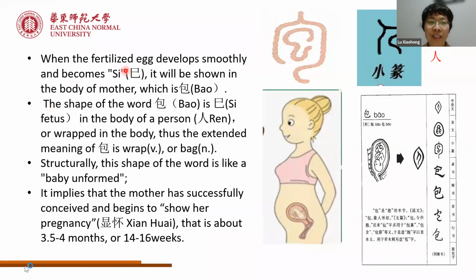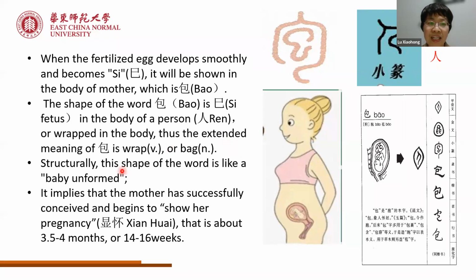So when the fertilized egg develops smoothly and becomes 巳, it will be shown in the body of the mother, which is 包. So you can see the shape of the word 包 is 巳 in the body of a person, and this is a person in small seal script. So 巳 is a fetus in a person's body, or wrapped in the body.